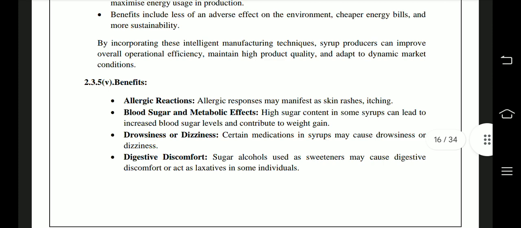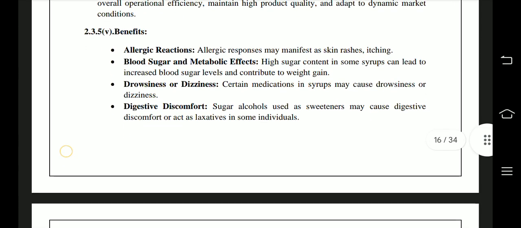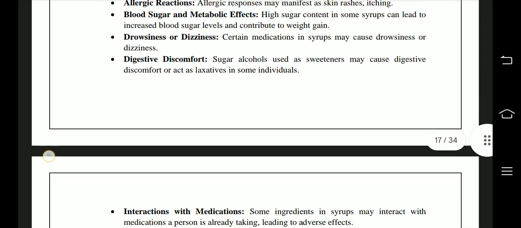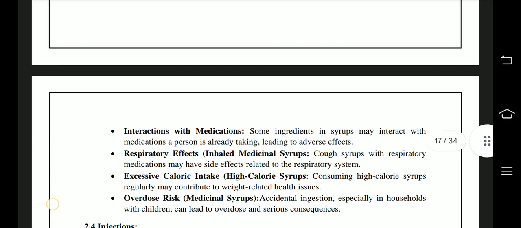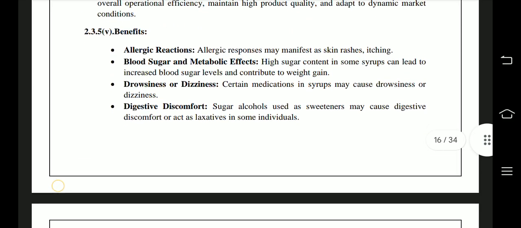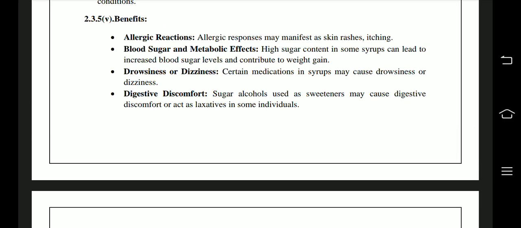By incorporating these intelligent manufacturing techniques, syrup producers can improve overall operational efficiency, maintain high product quality, and adapt to dynamic market conditions.